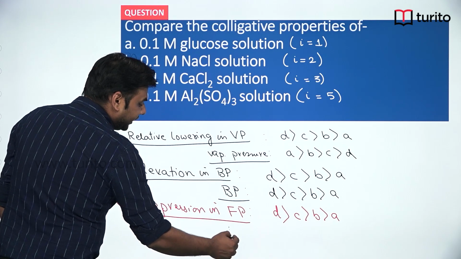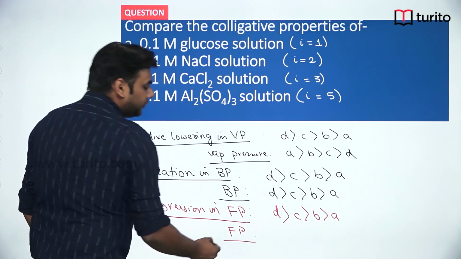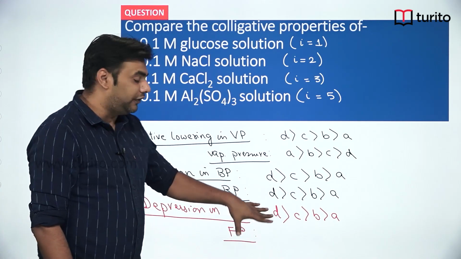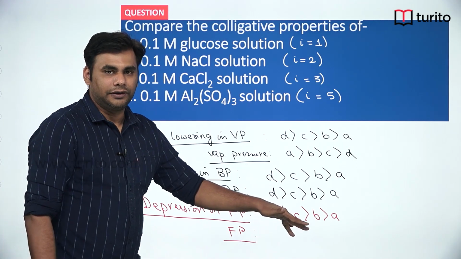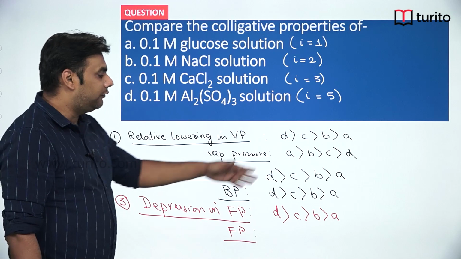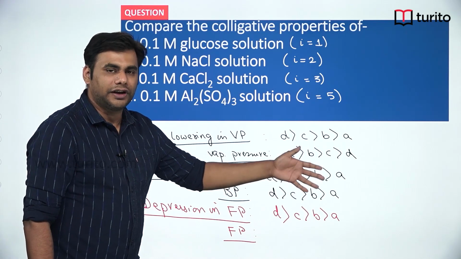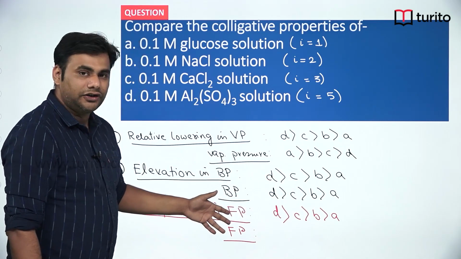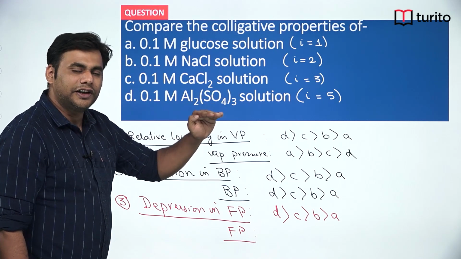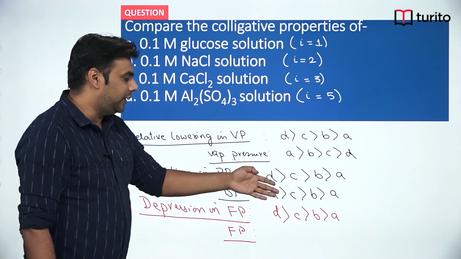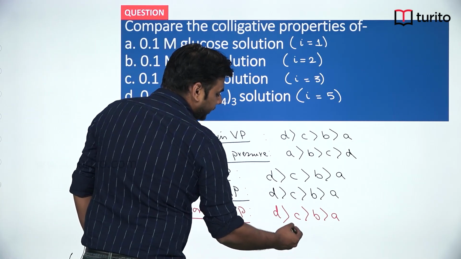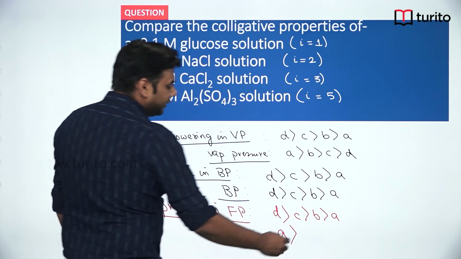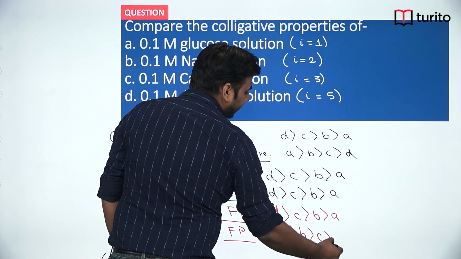Now if we want to arrange in terms of freezing point of the solution, the depression in freezing point of D is maximum, that is, D will freeze at a very low temperature. The maximum freezing point would be of A, because A's depression in freezing point is least. So it has depressed to a very small extent, so the freezing point of that solution would be highest. So the freezing point of A would be greater than B, greater than C, greater than D.